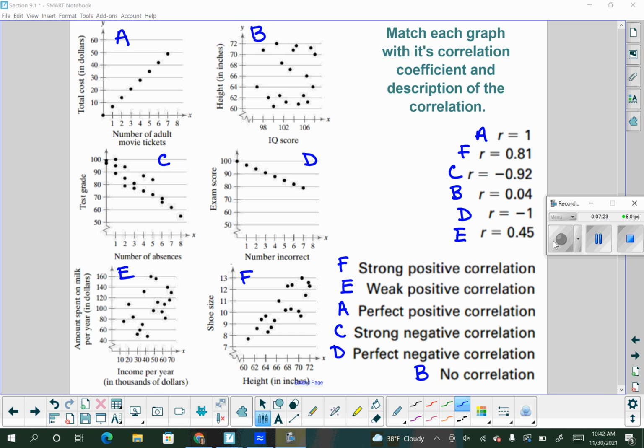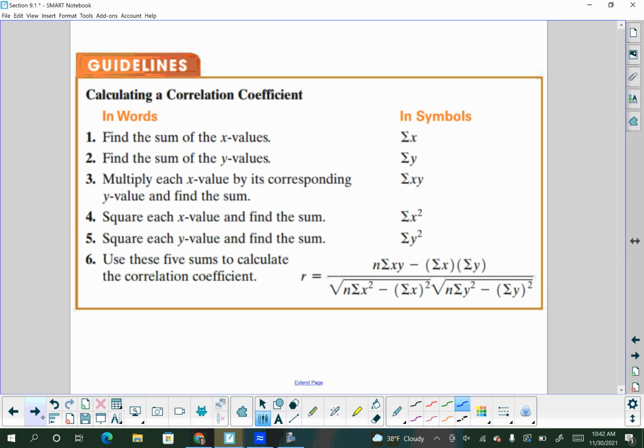Okay, great. All right, so let's go ahead and calculate these R's. We're going to calculate them by hand first. You can expect on your quiz on Friday that you will be calculating them by hand. And then we'll just be checking with the calculator if we need to.